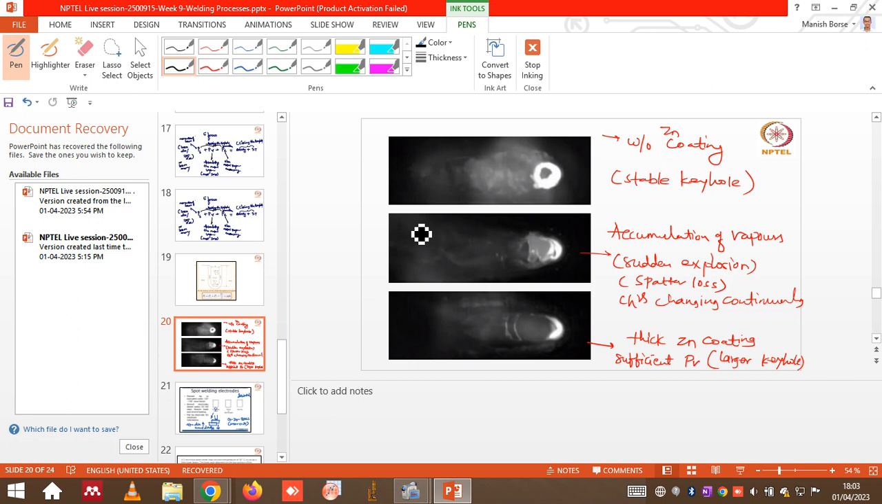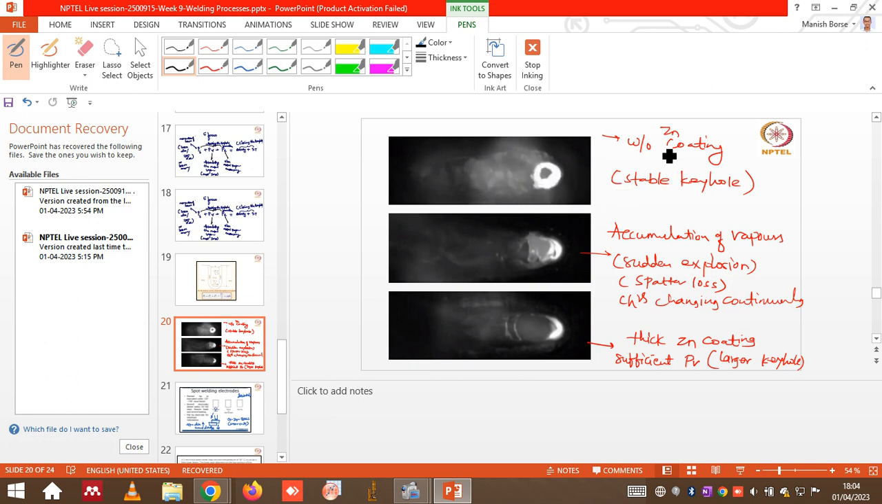So as we have seen in the lap configuration, let's say if you want to join plates which don't have any coating, zinc coating, or you can say galvanized coating. Galvanized coating means zinc coating. That's the first case: there are two plates in the lap configuration which don't have any zinc coating.